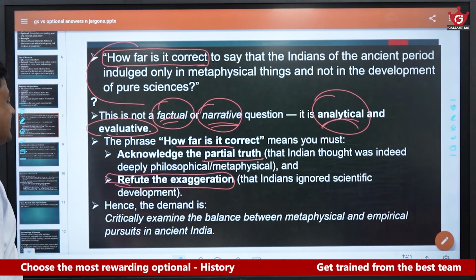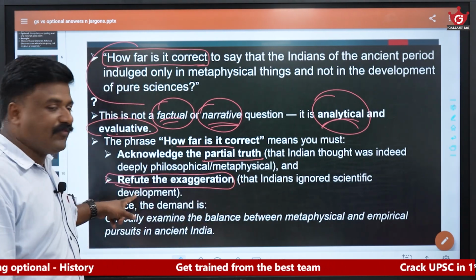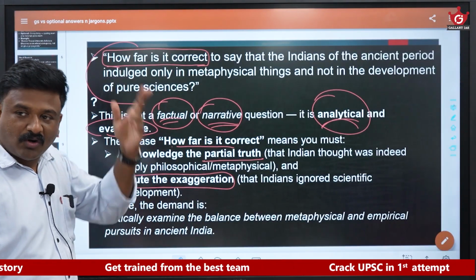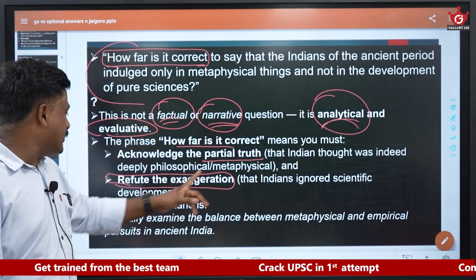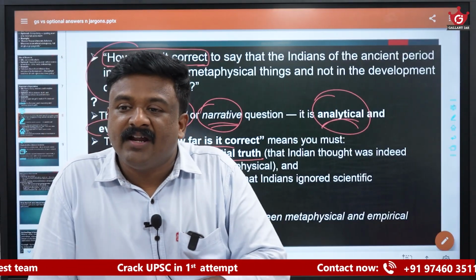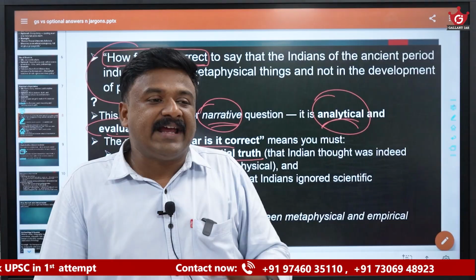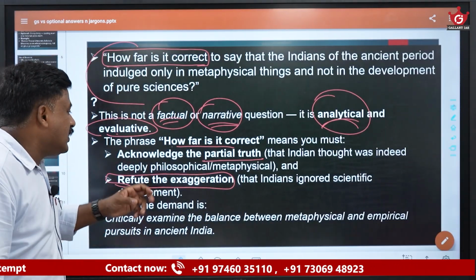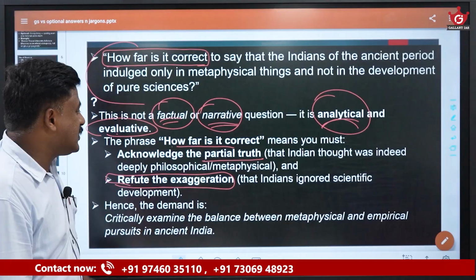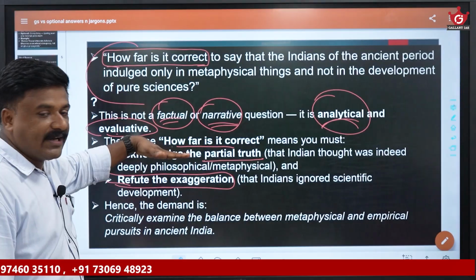What is the exaggeration here? Indians ignored the scientific development. Maybe it is a colonial view. Indians ignored the scientific development. That is not a reality. That is an exaggeration. So you have to negate this exaggeration that Indians ignored the scientific development. So you have to address both sides.